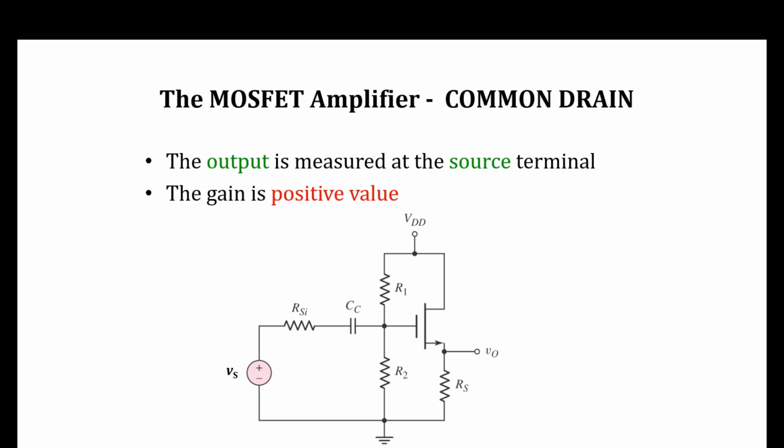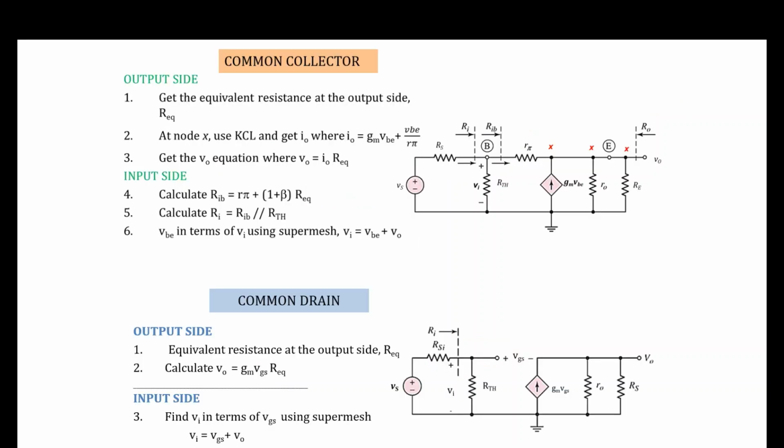So today I am going to explain the next amplifier for MOSFET, which is the common drain. For common drain, the output is measured at the source terminal, as you can see over here, and the gain is a positive value. For your common source, we compare with common emitter, right? So for common drain, we are going to compare with common collector.